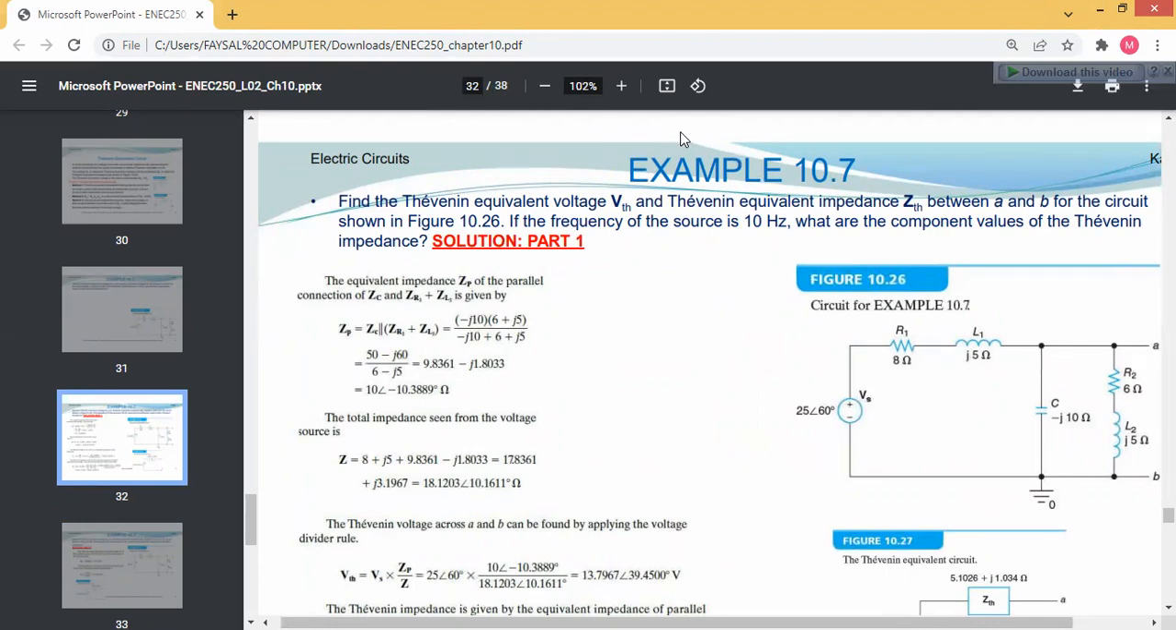So in part number one, I have to find the value of Thevenin equivalent voltage and Thevenin equivalent impedance between the A and B terminals. A and B terminals are my endpoint terminals of the circuit. If the frequency of the source is 10 hertz, what are the component values of the Thevenin impedance? So this will be my part number one.